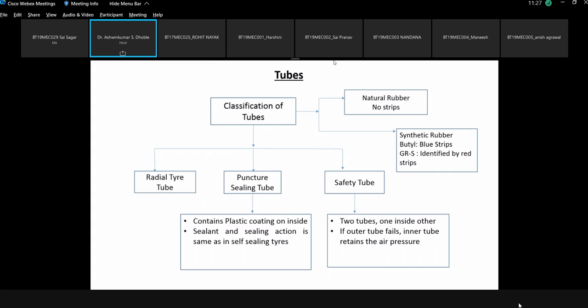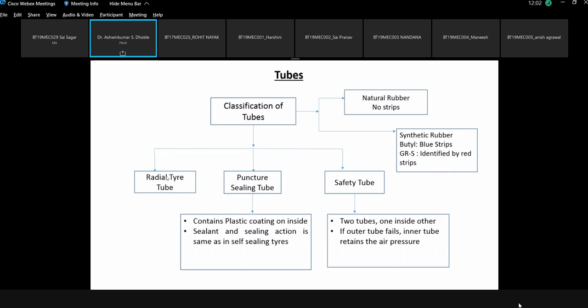Actually, these no strip means that, to distinguish between the synthetic and natural, there are strips of blue color which are given. So if you find that there are blue strips on the tube which you are fitting into the tire, then it will be from the synthetic rubber, and almost all the tubes which we see are made up of synthetic rubber. Okay.